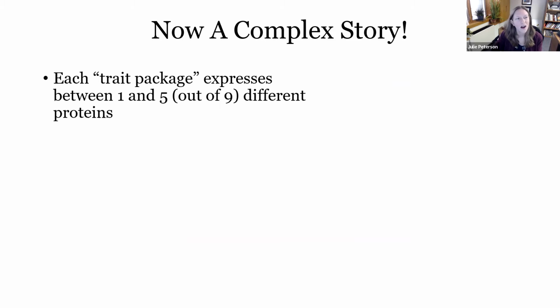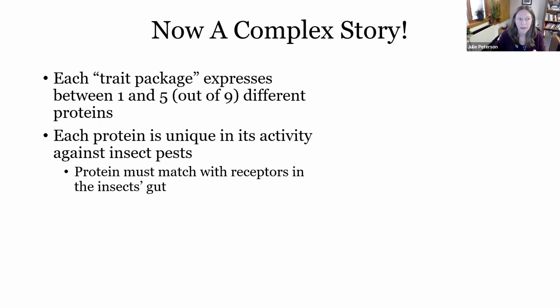Now, 25 years later, this story is a little bit more complicated than it used to be. We actually have a whole bunch of these different trait packages that they're called now, and they're expressing between 1 and 5 out of a total of 9 currently different types of proteins from BT. So you can have, of course, a lot of different combinations of those proteins and how they're expressed. Each protein is really unique in its activity against insects.